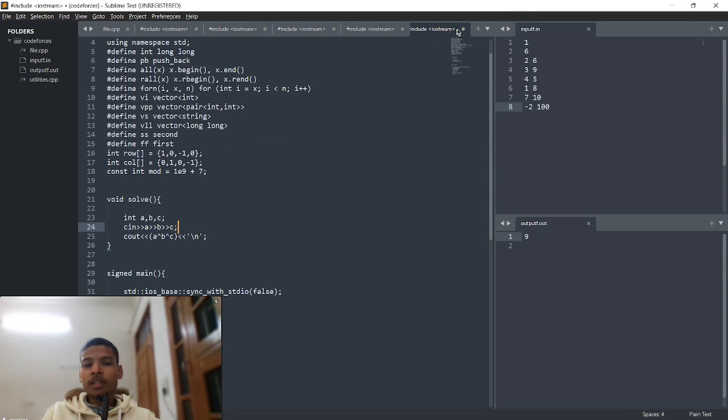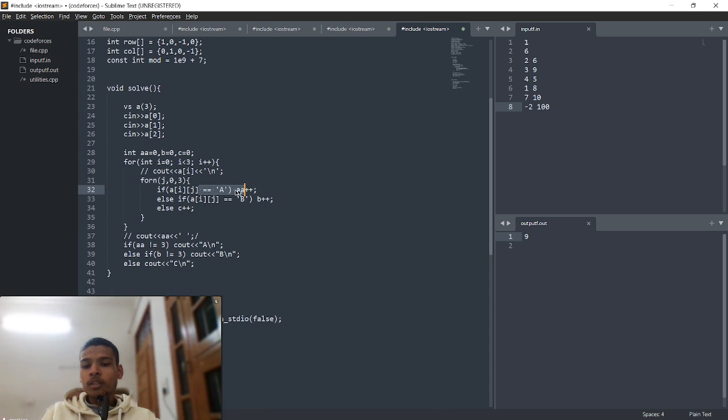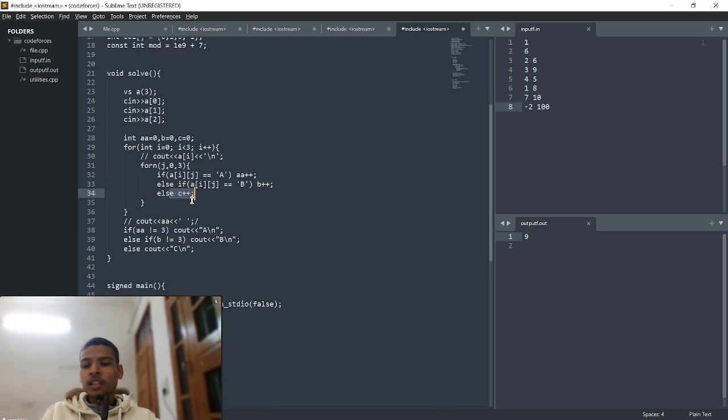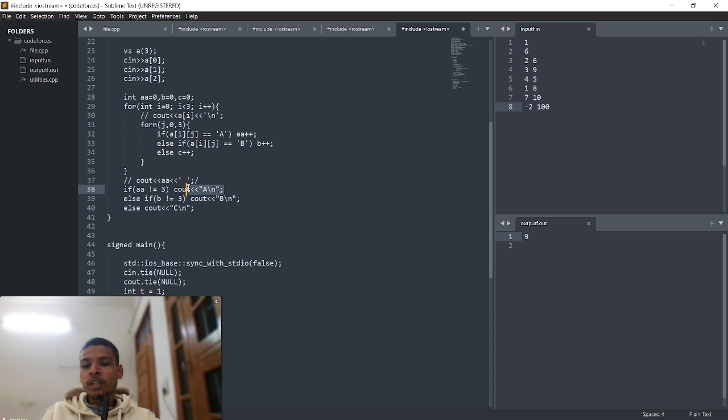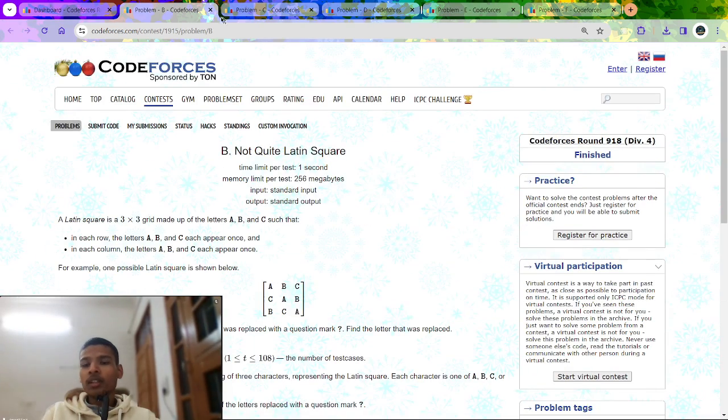So I will show you this implementation. What I have done is simply count the characters A, B, and C. The character whose count is not equal to 3, I simply print that character. So this is a pretty clean implementation of problem number B.